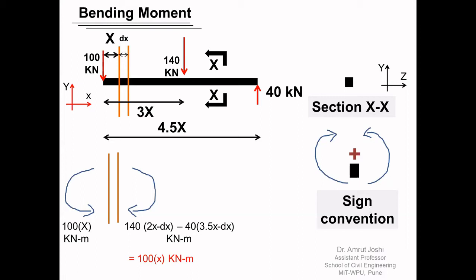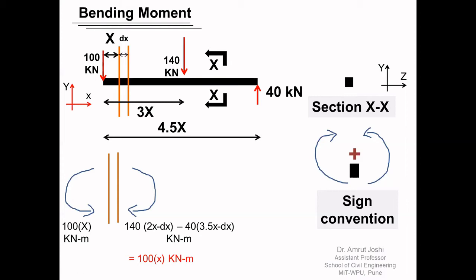It is also sometimes called sagging bending moment. The bending moment that I have shown here has a contrary nature and therefore it is negative. So bending moment at this cross section is going to be minus 100 kilonewton meter. This is also called hogging bending moment.